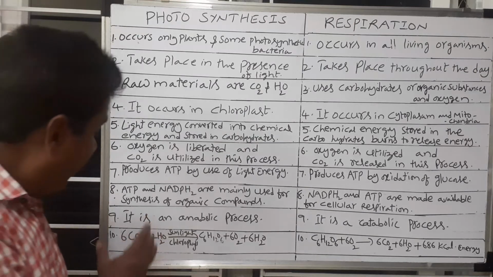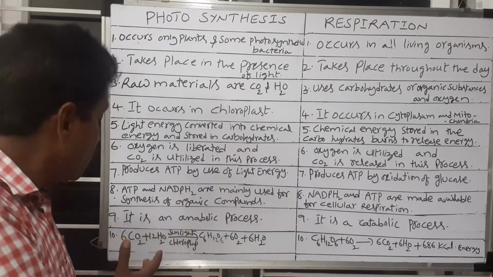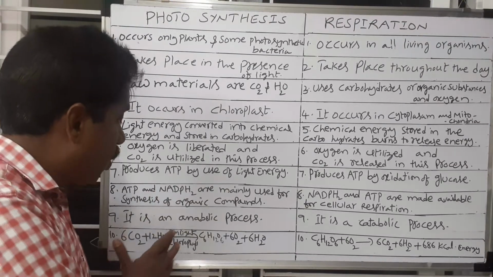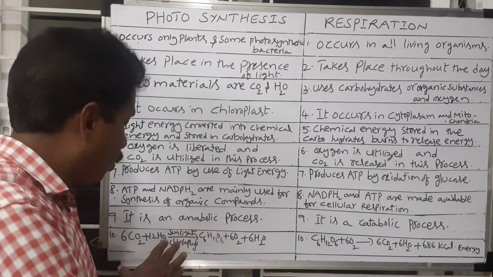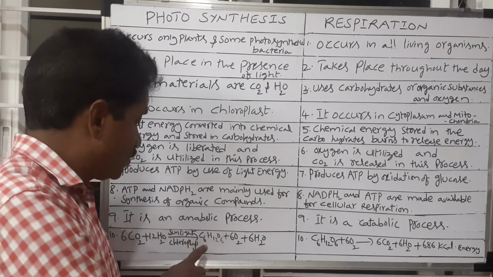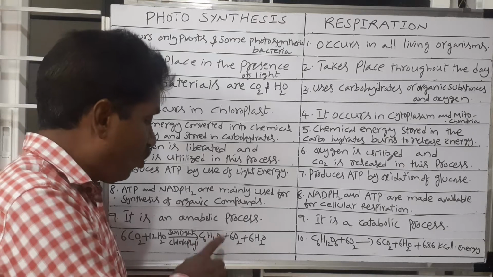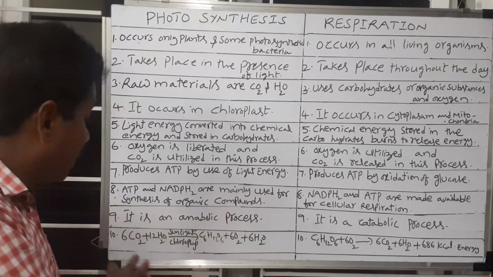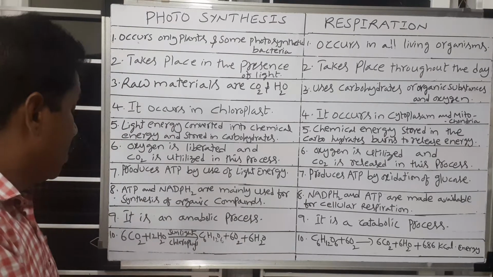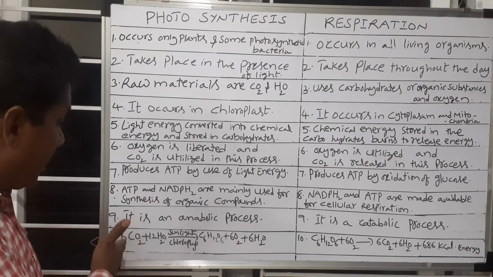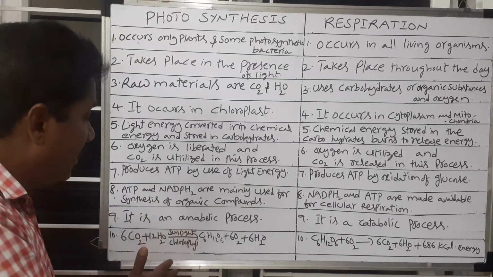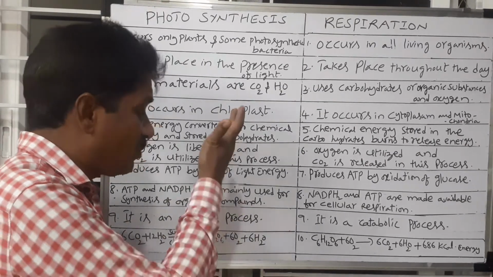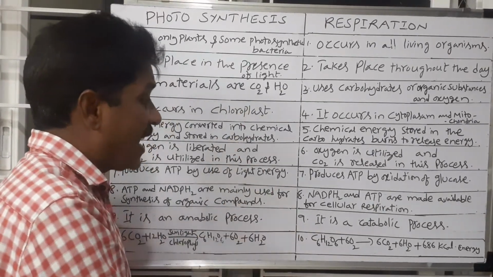Children, now we look at the equation that shows the photosynthesis process. 6CO2 plus 12H2O, in the presence of sunlight and chlorophyll, gives rise to glucose, formula C6H12O6, and oxygen and water. This is the equation that shows the photosynthesis process. In photosynthesis, carbon dioxide and water are combined in the presence of sunlight and chlorophyll. Glucose is formed, oxygen is released into the atmosphere, and water is used up by the plants.